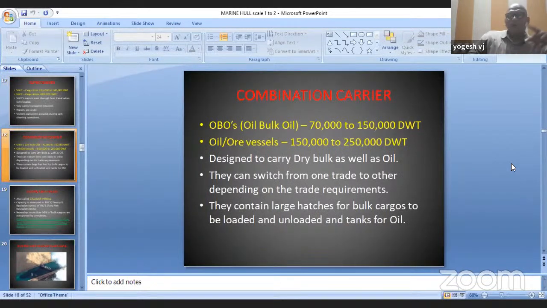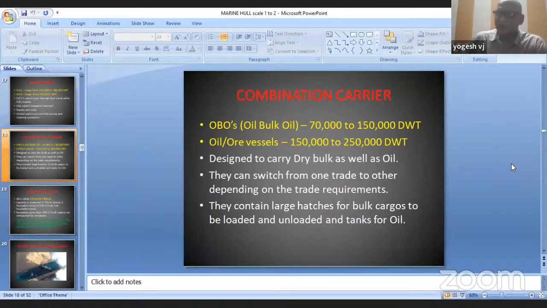Now, we did general cargo vessels, which are container ships, etc. Then we did dry bulk cargo, which carries coal, mineral, gypsum, food grains. Then we did something which carries liquid, that is liquid bulk oil. Now we are doing the combination carrier. It carries oil as well as dry cargo.